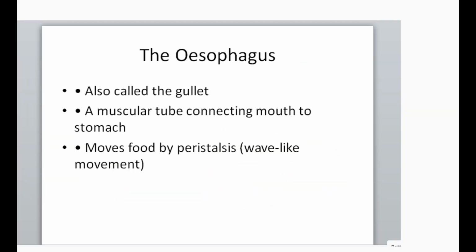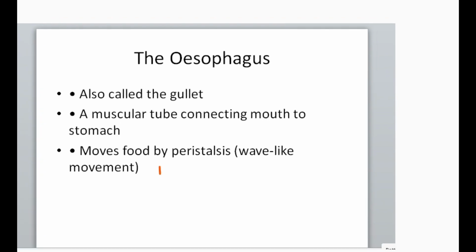Let's talk about the esophagus. In the esophagus, nothing much happens, just that the food passes through the esophagus. The esophagus moves in a wave-like manner when the food is being swallowed. That movement is called peristaltic movement.